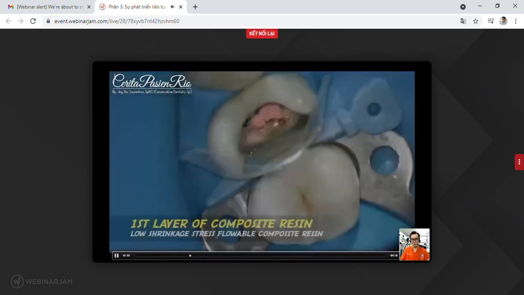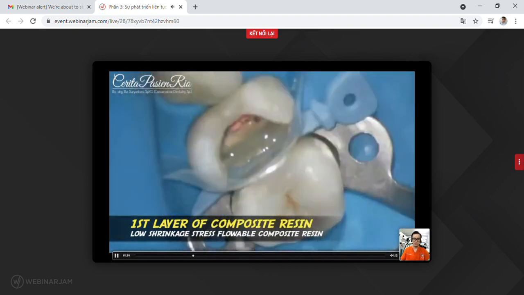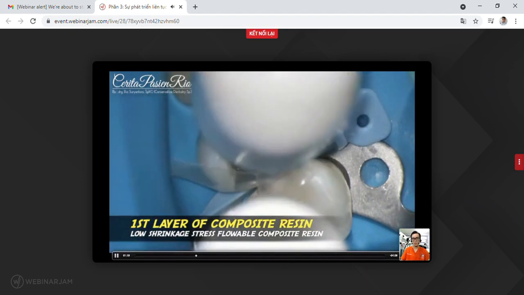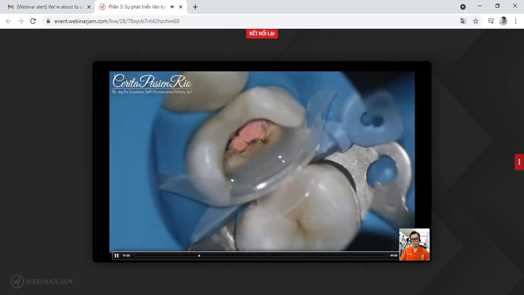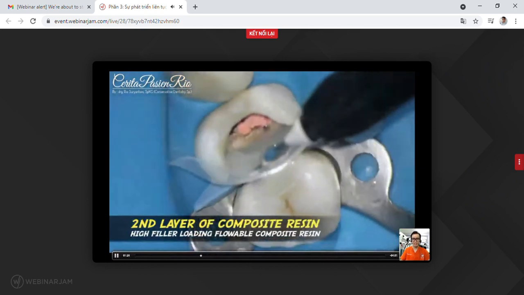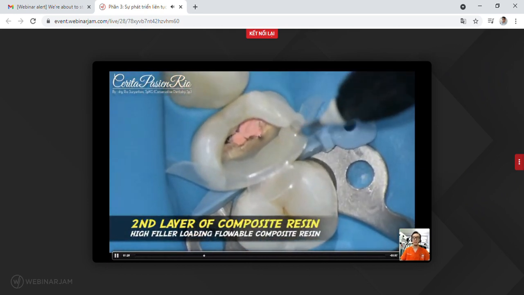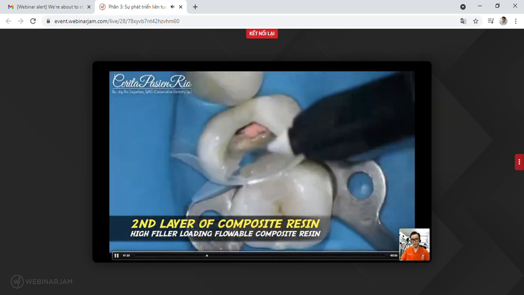I do rewalling here, or pre-endodontic build up. So first, I always use low shrinkage stress flowable composite resin, or flowable backfill composite resin, because we are working with a high C factor cavity. It means I need a composite resin that has a low shrinkage stress capability.